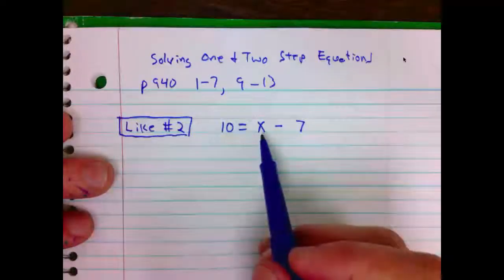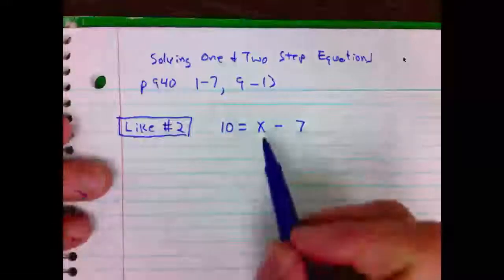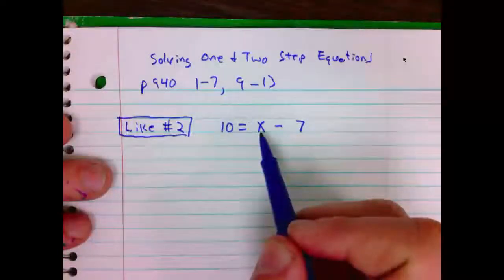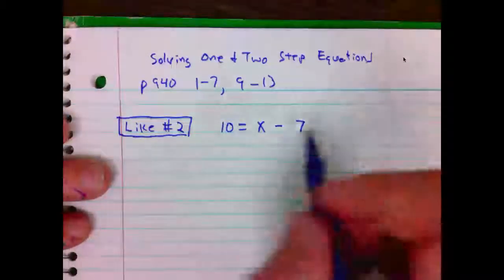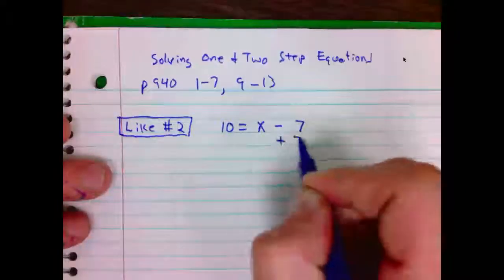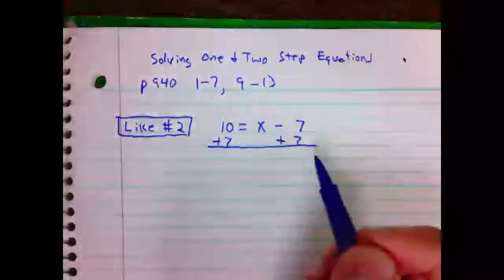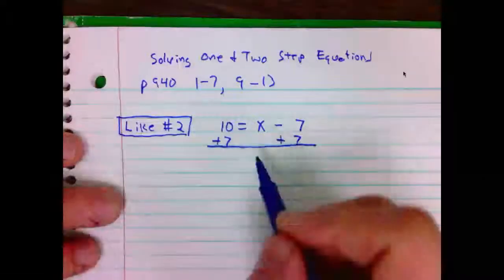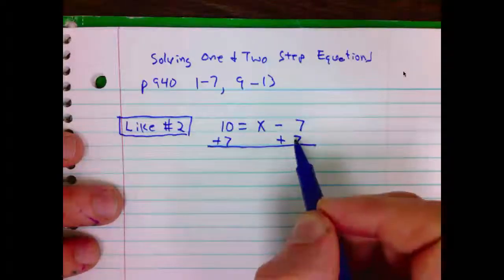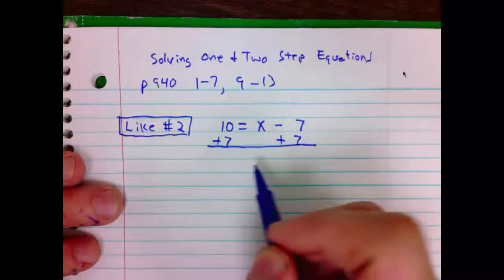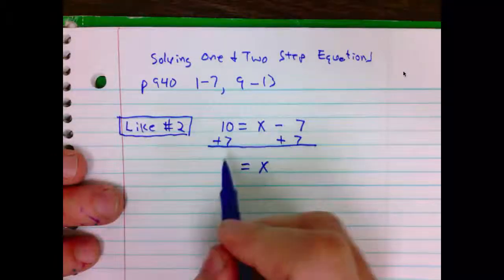We want to solve for x. That is, we want to get x by itself. We're looking for the value that makes this statement true. Currently we have x and then we're subtracting 7. We want to undo the subtract 7. The inverse of subtraction is addition, so I add 7 to both sides. The negative 7 and the positive 7 cancel each other out. They add to 0, leaving only x on the right hand side of the equation. 10 plus 7 is 17. We have x equals 17.